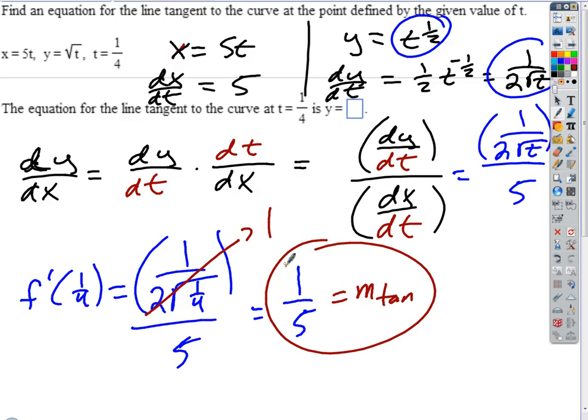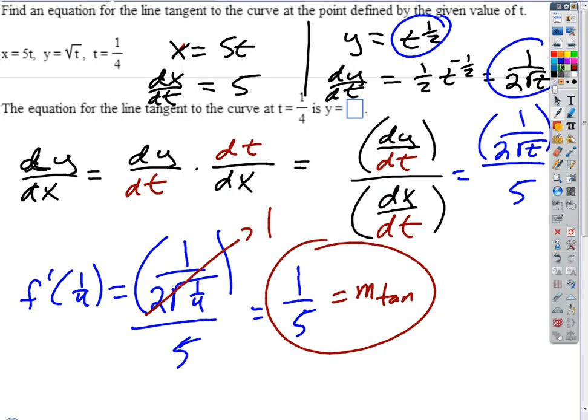Okay, all right. So there's the slope of the tangent line. To come up with the equation of a line, we just need a slope and a point. So all we need now is to know the values of x and y at t equals 1/4. Well, that's easy. Just substitute 1/4, right? That's the value of t.